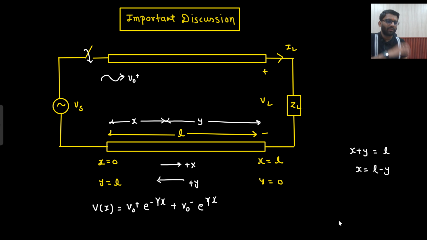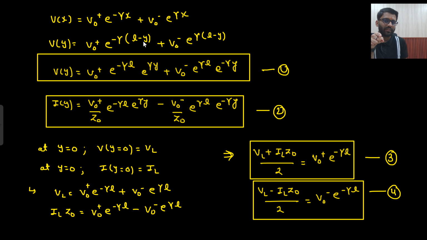So can I replace x equals to L minus y here? If I replace x with L minus y, this will be the Vy equation. What will be the Vy equation? V0 plus e to the power minus gamma L e to the power plus gamma y, plus V0 minus e to the power gamma L e to the power minus gamma y. So this will be the Vy equation you will be getting.